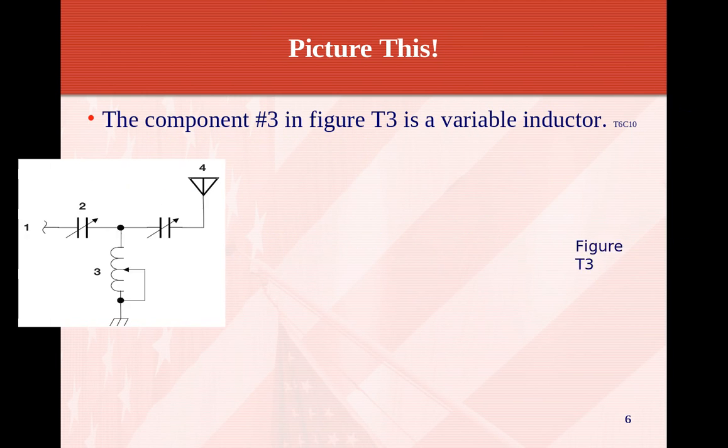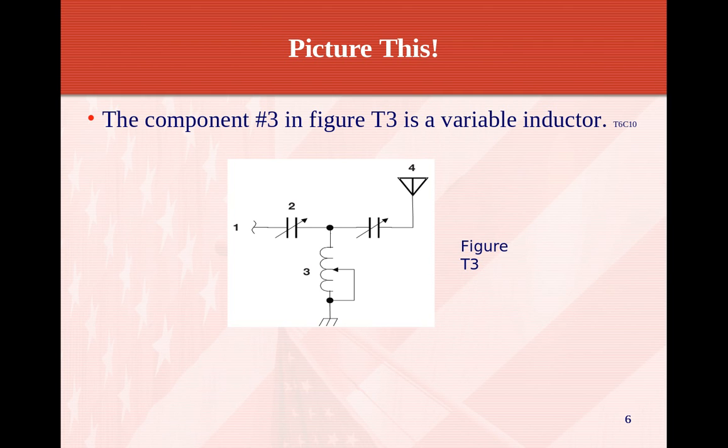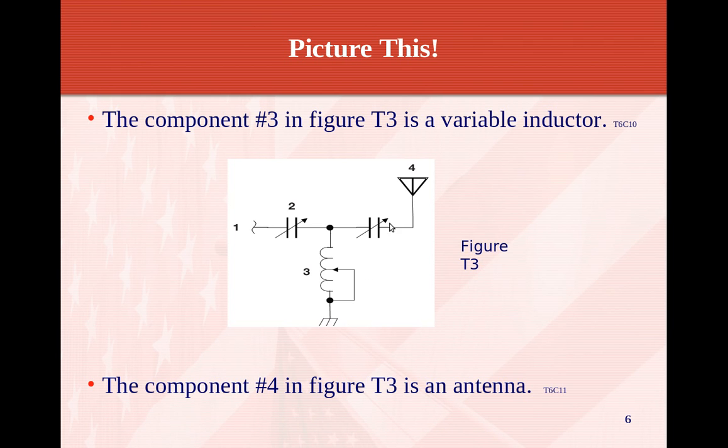And component 3. So if we look at component 3, that's a variable inductor. The inductor kind of is like a winding of wire, right? These are two variable caps. This is an antenna. By the way, this is a filter. The component in figure 4 in T3 is an antenna. That's the upside down triangle.